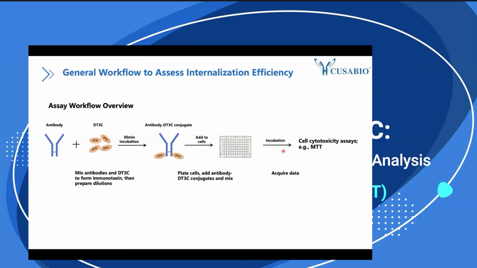After another round of incubation, you can simply acquire the data with cell cytotoxicity assays. Here I put MTT for the assay, but MTT is definitely not the only choice. You can use other familiar cytotoxicity assays that you use in your labs. The whole experiment is very easy to prepare and very convenient. DT3C acts as a very common tool to perform antibody screening in a high throughput manner.